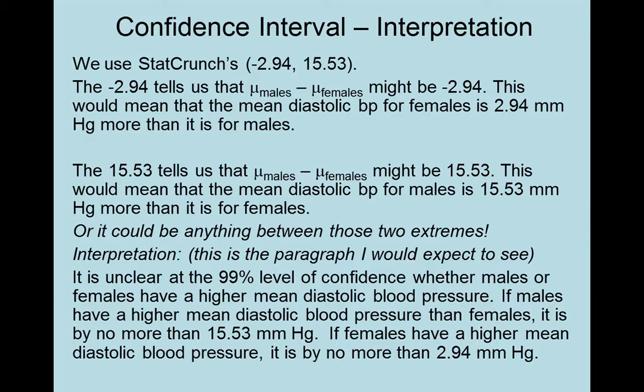So the way that you might interpret this is to say, at 99% confidence, it's not really clear whether males or females have the higher mean diastolic blood pressure. If the males have the higher mean diastolic blood pressure, then it's by no more than 15.53 millimeters of mercury more than the mean for females. But on the other hand, if it's the females who have a higher mean diastolic blood pressure, it is by no more than 2.94 millimeters of mercury.